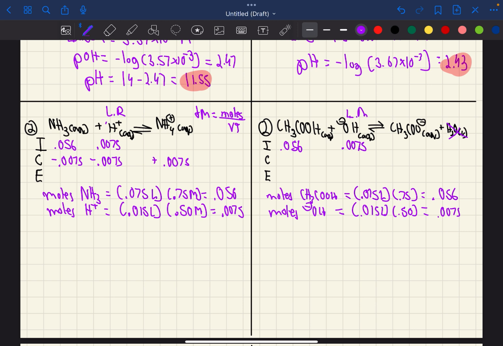And the same thing is true for the other side, right? If you had 0.0075 moles and that's your limiting reagent, that's all you're going to make for your conjugate base here, right? So I'm going to go ahead and do that both sides, and I'm going to get the difference for them.